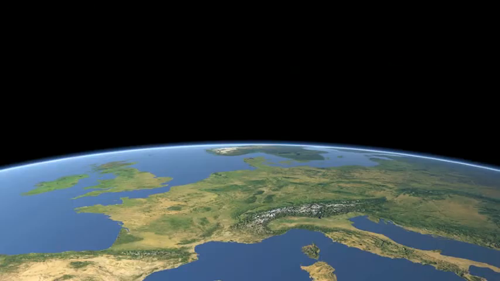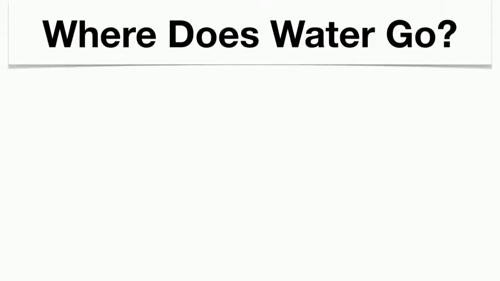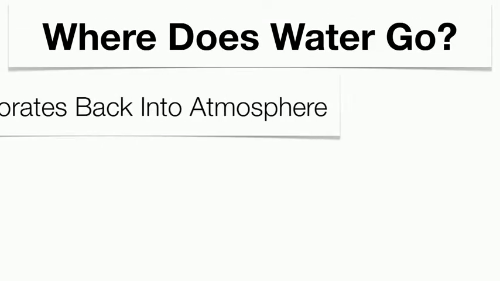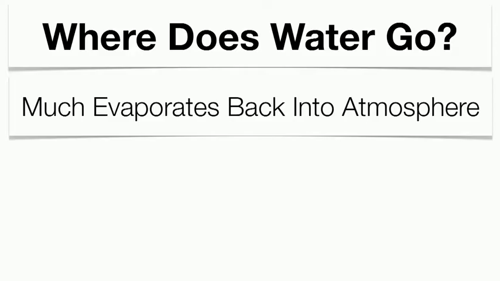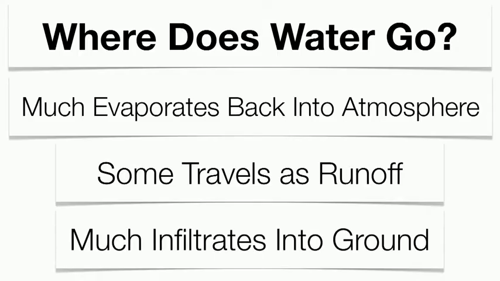Today we're going to focus our attention on our groundwater zones and soil. The water that falls in the form of precipitation is going to hit the surface, and then where does it go? Essentially, what you're going to need to know is that the water is going to interact with the surface in a couple of different ways. It can evaporate back out into the atmosphere, it can travel as runoff if the soil is completely saturated, or the soil is going to allow it to infiltrate into the ground, which means it's going to allow it to sink into the ground and become what's called groundwater.